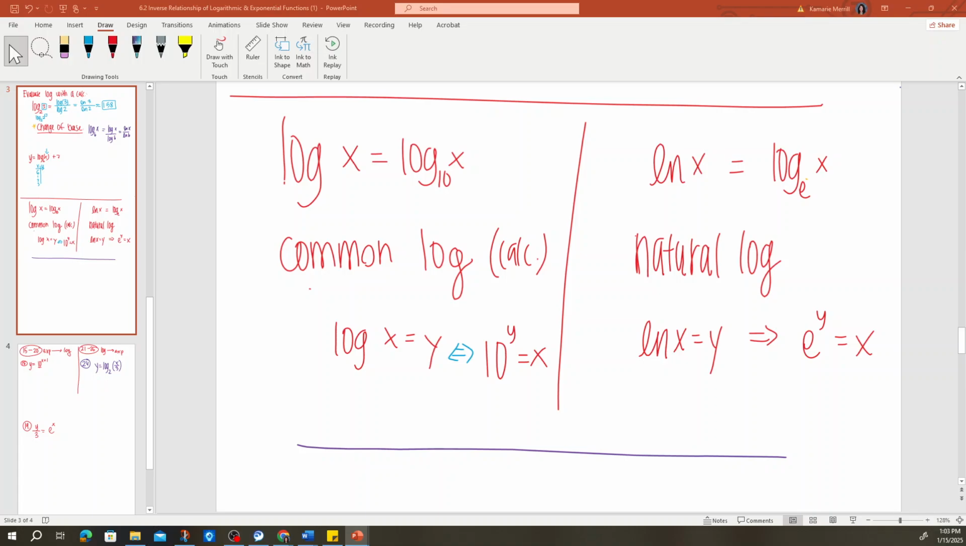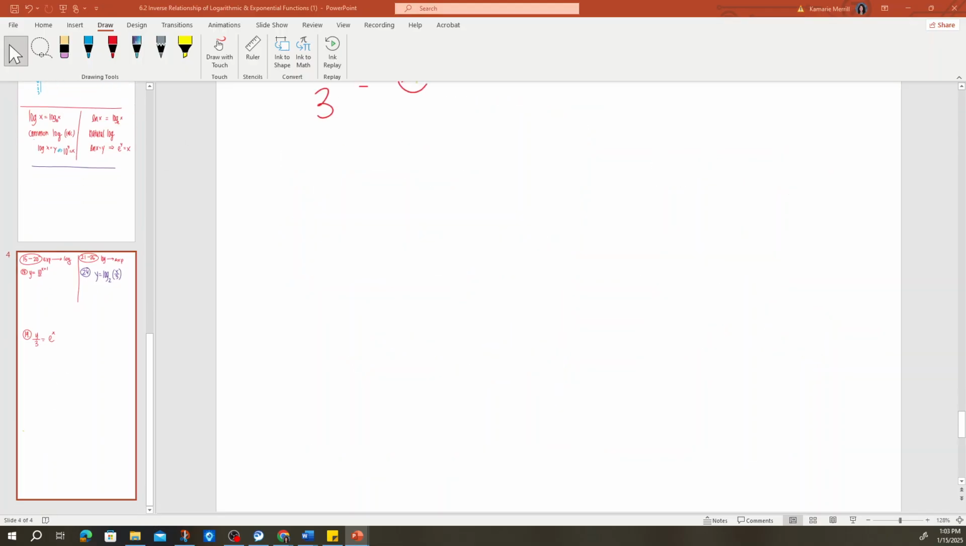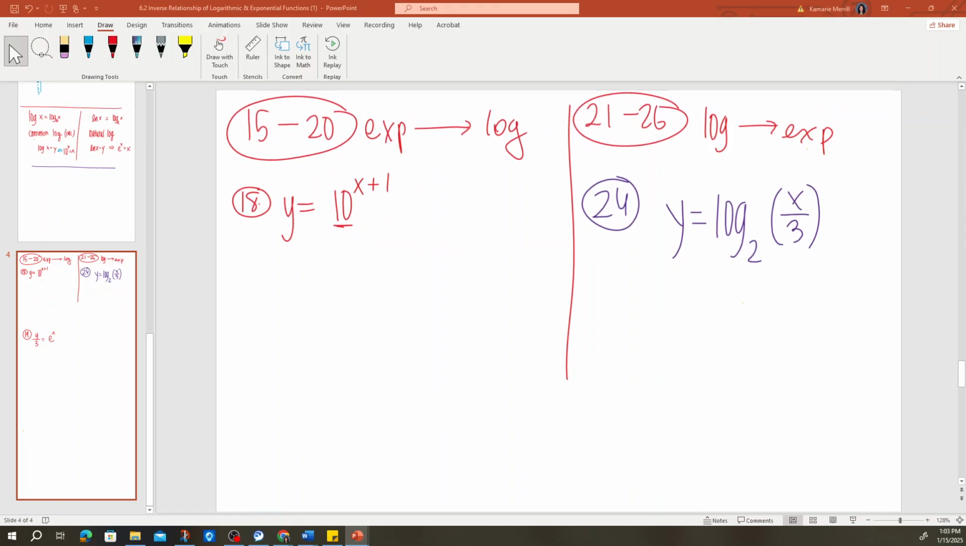So natural log, common logs, they're the ones that your calculator has buttons for. Cool. Let's do, and these have actually changed, so I have to change these numbers, and I didn't get to fix these slides like I had hoped.